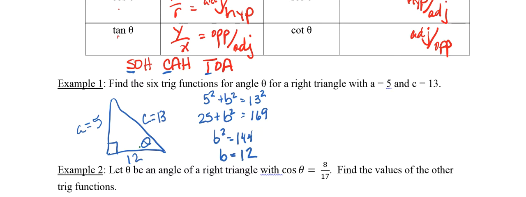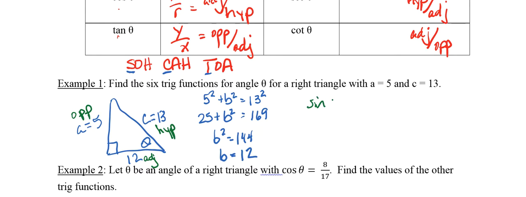So I want to think in terms of opposite, adjacent, and hypotenuse now. 12 is next to my angle, so it is the adjacent. 5 is across the triangle, so it is opposite. 13 is across from the right angle, so it will be the hypotenuse. Hypotenuse never changes.